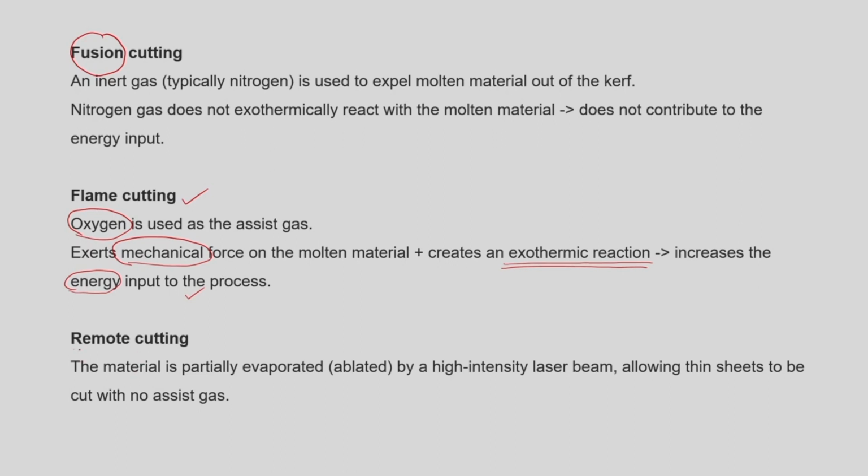In certain applications, we are not using any inert gas, we are not using any gas for any purpose. Then how would the expelling be carried out? The expulsion of the material would be done by using the high intensity laser beam itself. So, the laser beam is coming, striking at the surface of the work material, ablating and removing the material, and carrying away the material by the laser itself. That is called remote cutting, and based upon the application and the requirement, the engineers or the process planners are choosing fusion cutting, flame cutting or remote cutting for their further utilization.